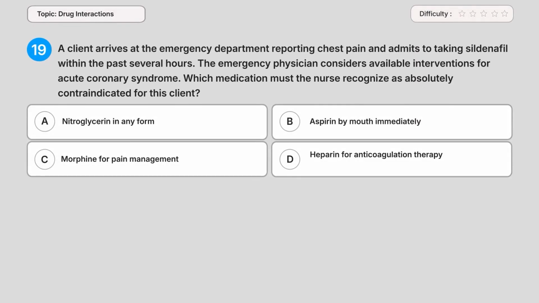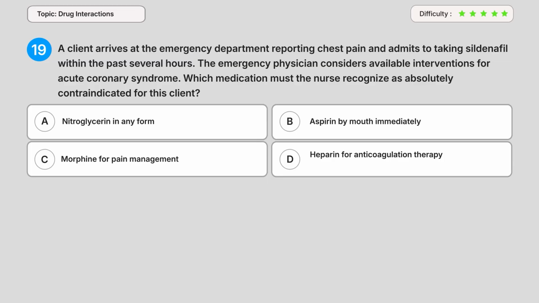19. A client arrives at the emergency department reporting chest pain and admits to taking sildenafil within the past several hours. The emergency physician considers available interventions for acute coronary syndrome. Which medication must the nurse recognise as absolutely contraindicated for this client?